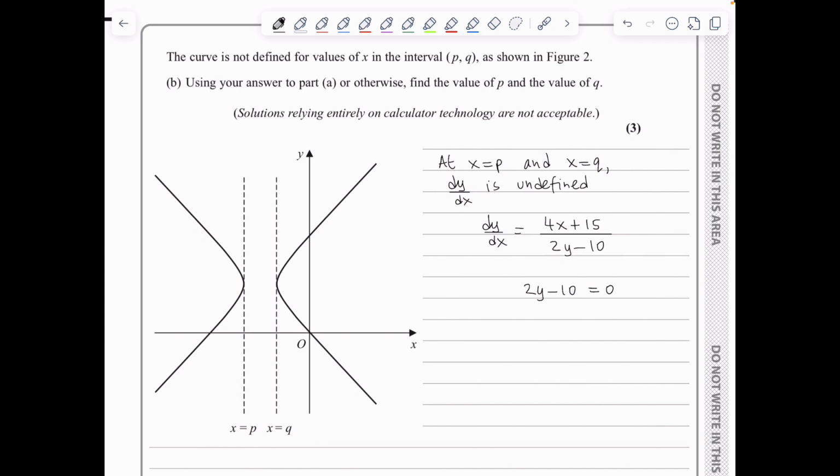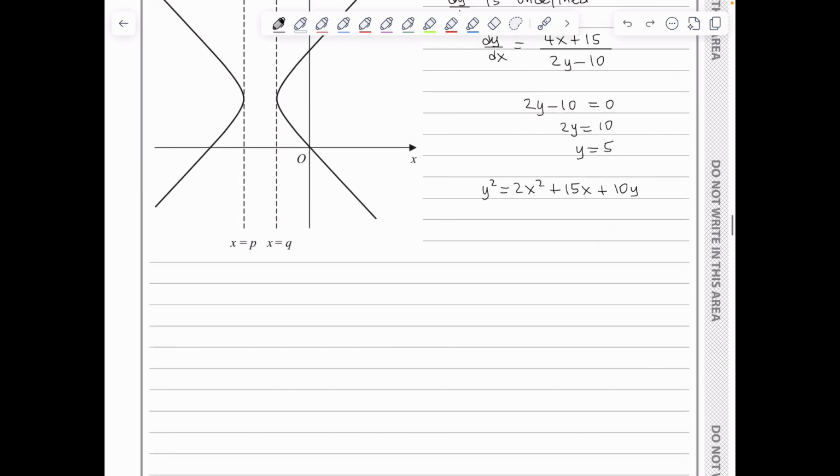If you think about it, if you were to substitute a value for y that will make the denominator 0 into a calculator, you get a math error, which is undefined, which simply means that dy dx here is not defined. So 2y minus 10 is 0 means that 2y is equal to 10, which makes y equal to 5. So we can simply substitute into the equation of the curve, which is y squared is 2x squared plus 15x plus 10y.